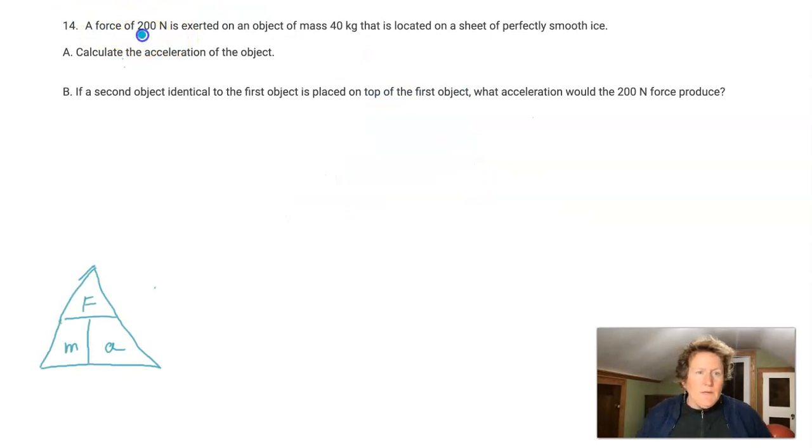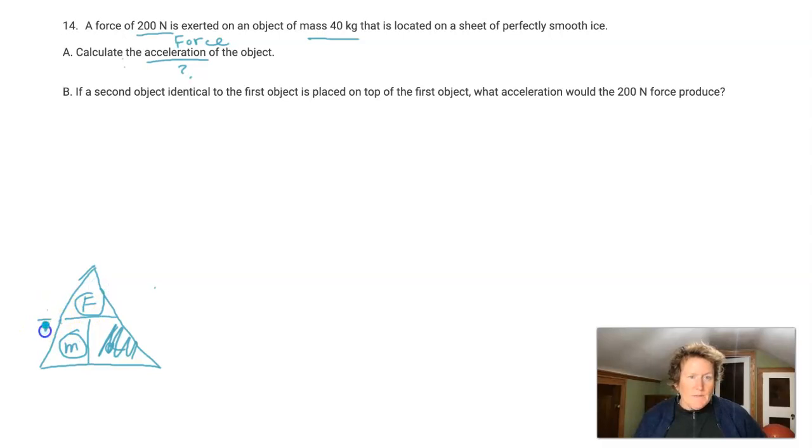Okay, number 14, 200 newtons, we know that's our force, is exerted on a mass that's 40 kilograms, so we know what mass is, on a sheet of perfectly smooth ice, so we're going to assume friction is very minimal. We want to calculate acceleration. So we come down here, we scribble out acceleration, and we know we need to divide force by mass. So it's force divided by mass. And that makes it pretty easy to calculate A.